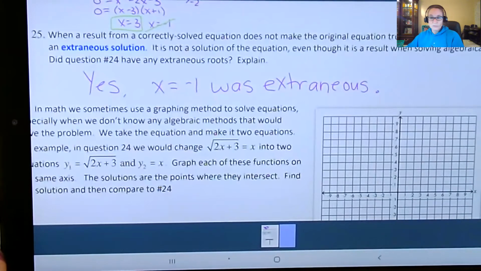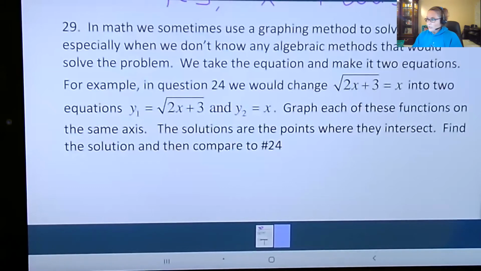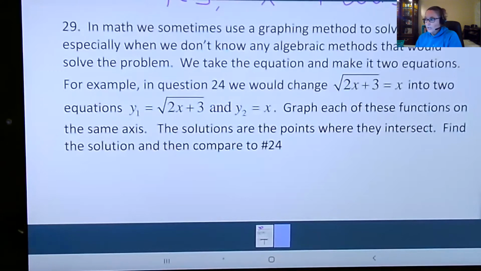Okay, next one. It's the same problem as what we just did at the top, but this time we're going to be looking at it graphically. So here on 29, it says, in math, we sometimes use a graphing method to solve equations, especially when we don't know any algebraic methods to solve the problem. Now, the last one, we do know how to algebraically solve it, but we're just using this as an introduction to this. So we take the equation and make it into two equations.